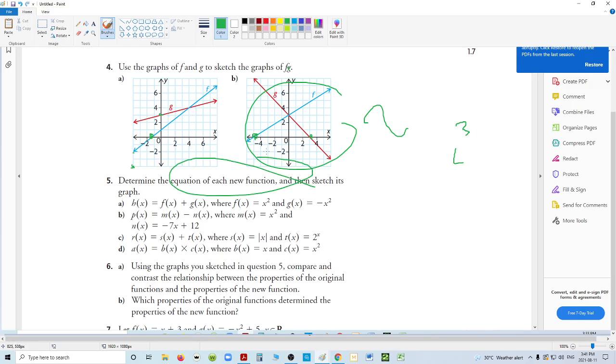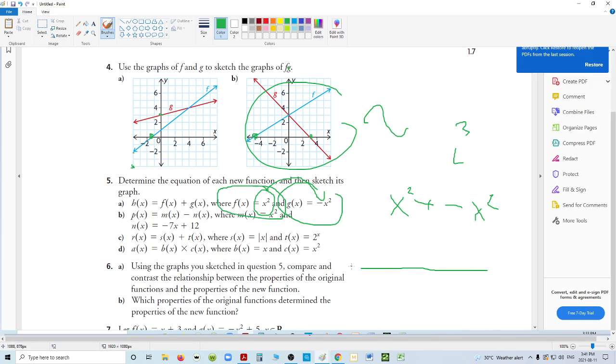Determine the equation of the new function. So essentially they're saying, okay, I want you to add them together. So it's just saying x squared plus minus x squared. What's x squared plus minus x squared? It's always obviously 0. So when you add this parabola with this opposite parabola, you're going to get a horizontal line where y is equal to 0.